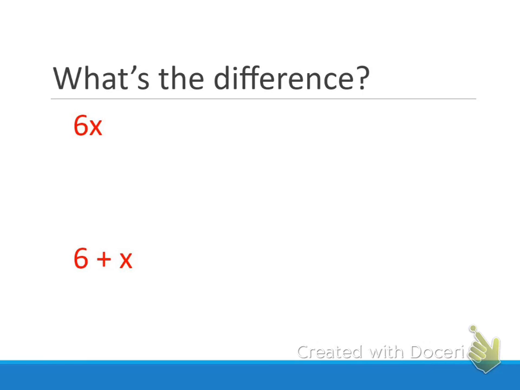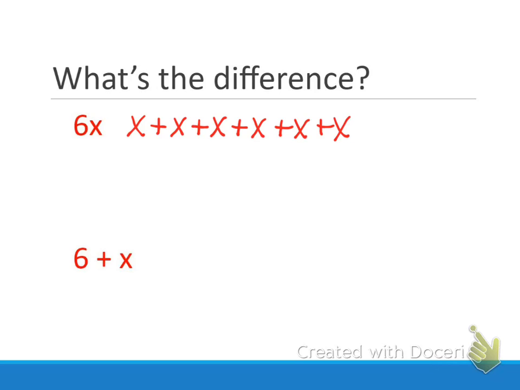Okay, so if I have 6x, that means 6 times x. That means this. x plus x plus x plus x plus x plus x. 6 times. 6 of them. Write that on your paper, okay? That's what that means. 6x is just a shortcut way of writing this. Okay?